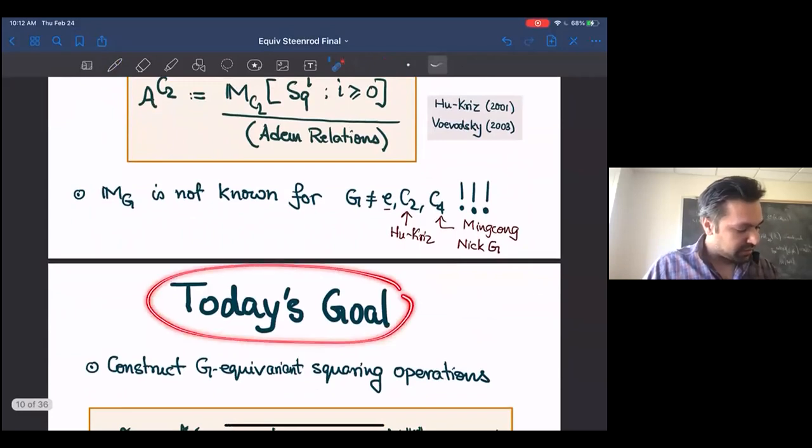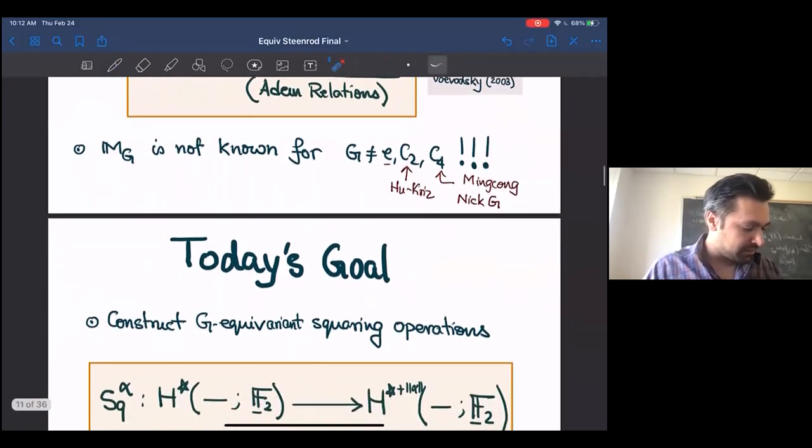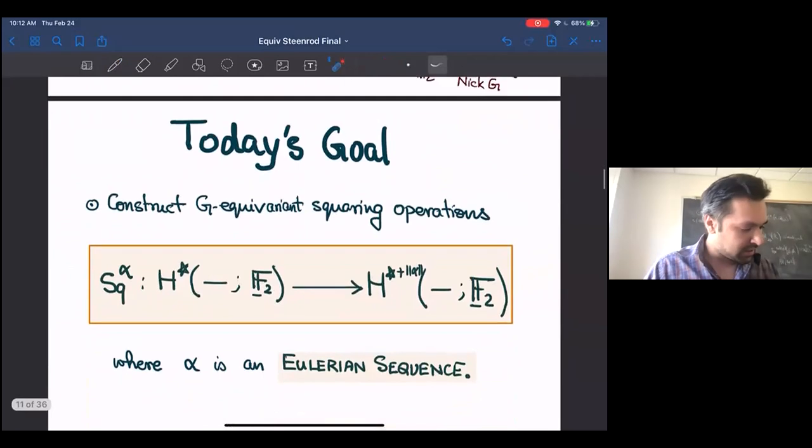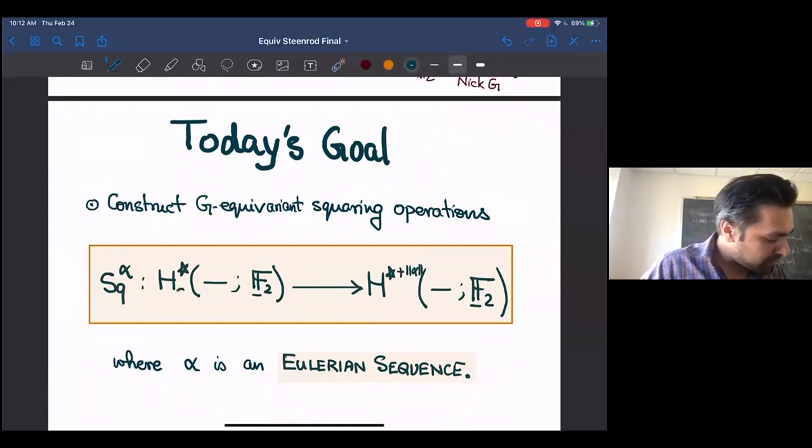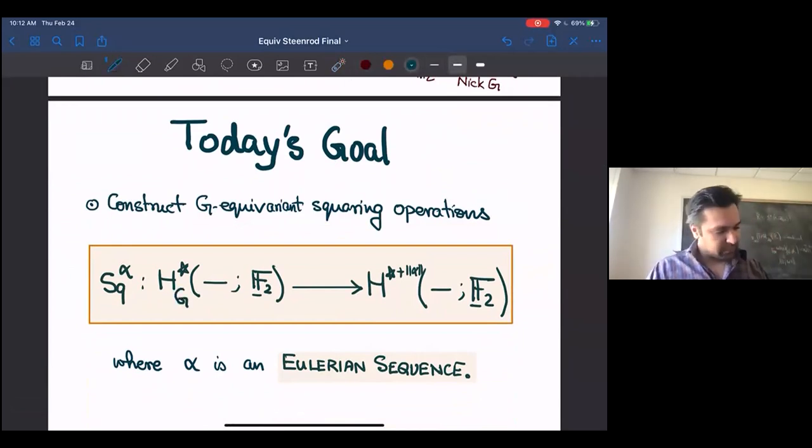So here is today's goal. What I'm going to do today, what is new? I'm going to construct G-equivariant squaring operations. And the G-equivariant squaring operation is going to be a cohomology operation from the G-equivariant ordinary cohomology with coefficients in the constant Mackey functor F2 to itself.